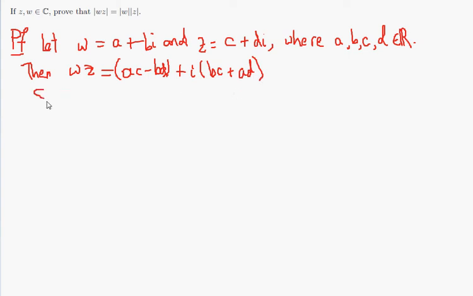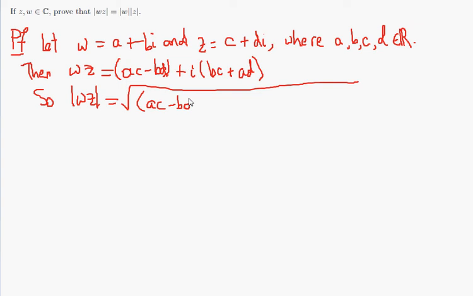And therefore, the modulus of w times z is equal to the square root of (a times c minus b times d) squared plus (b times c plus a times d) squared. Okay, now let's multiply this out and see what happens.